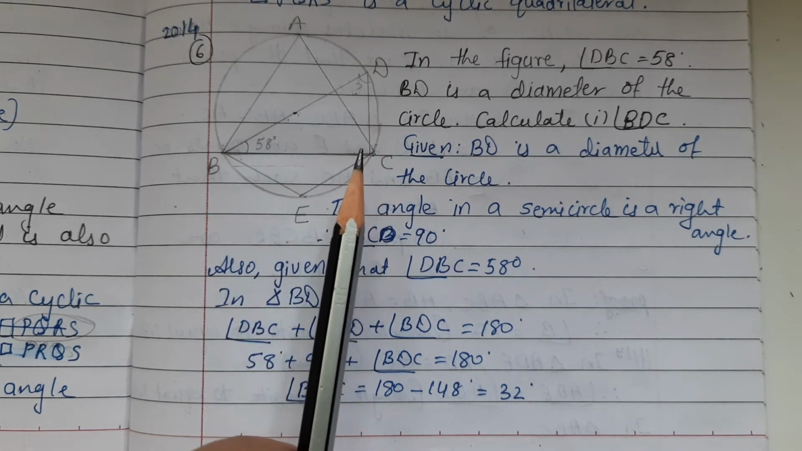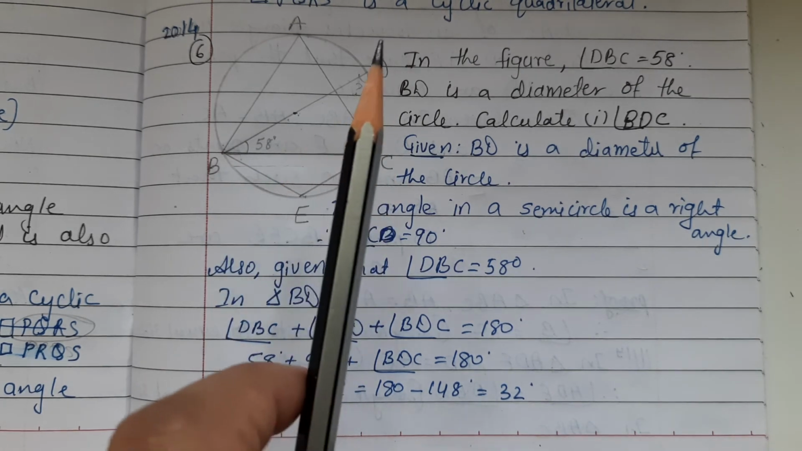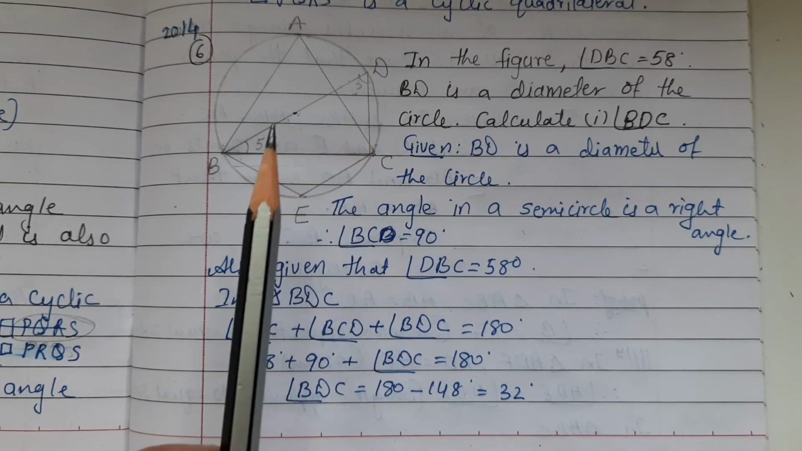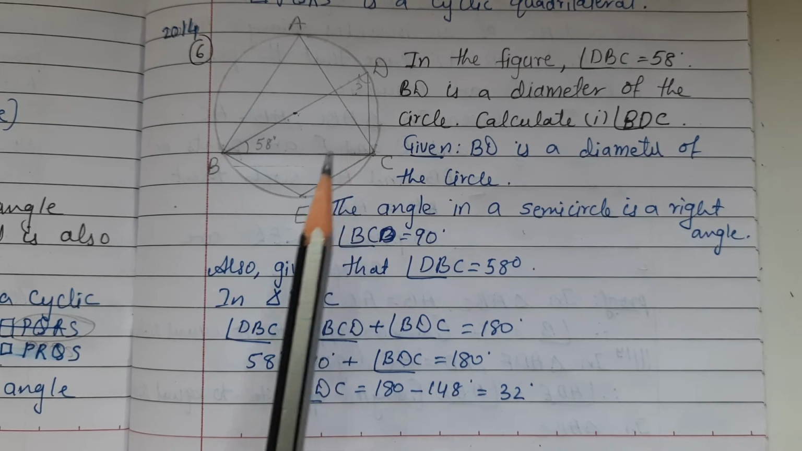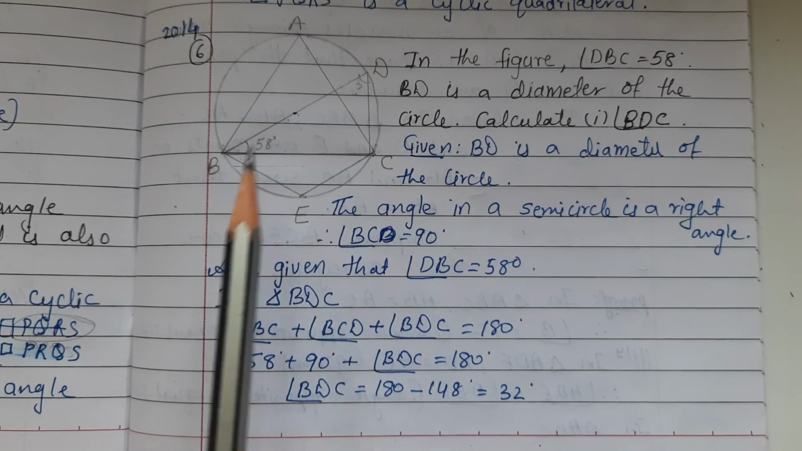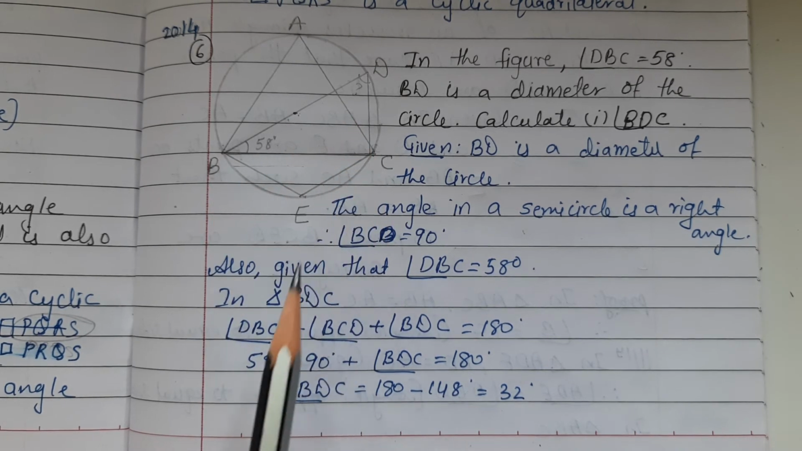BCD is 90 degrees. Also given angle DBC is 58 degrees. In triangle BDC, the sum of all three angles is 180 degrees. Therefore, 58 plus 90 plus angle BDC equal to 180 degrees. Therefore, angle BDC is equal to 180 minus 148 equal to 32 degrees.